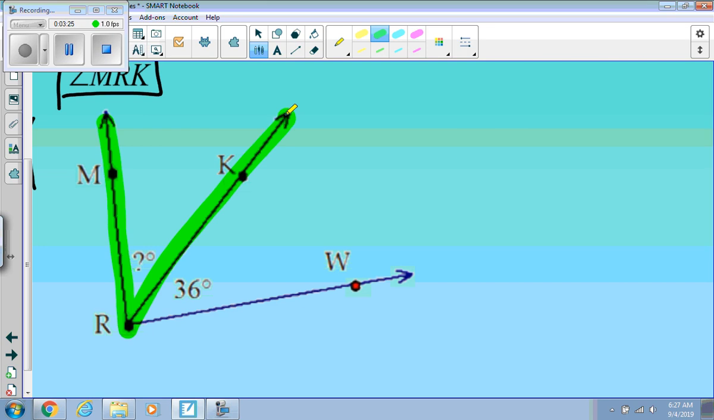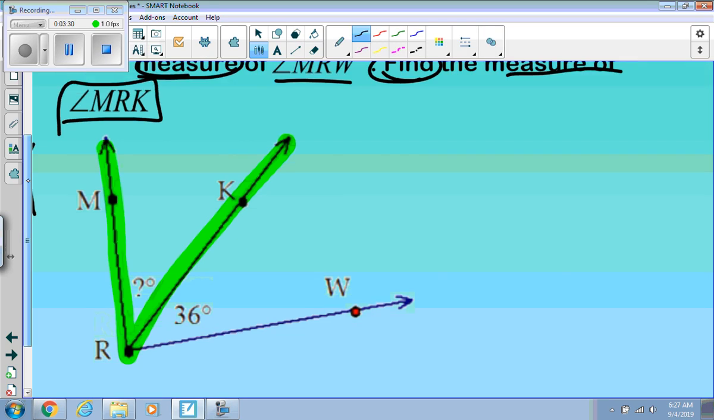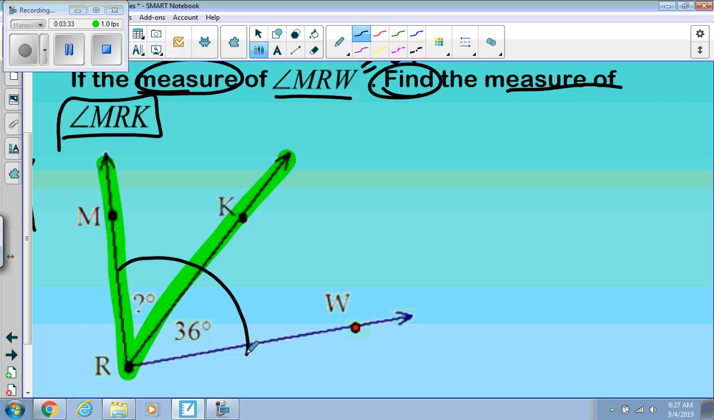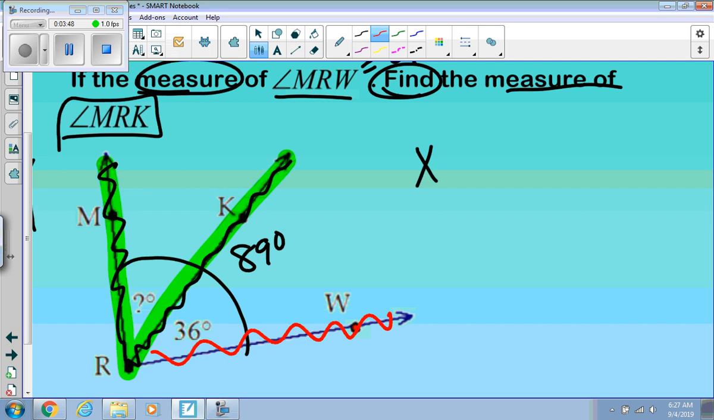Okay, and we know that the total angle this time is 89 degrees. So the whole thing is 89 degrees. We're going to take our part, which is what we don't know. That's our x, which is this angle here. And then we're going to take the other part, which is KRW, and add it to it. So that's 36. And we're going to set it equal to our total angle, the whole big angle here, which is 89 degrees.